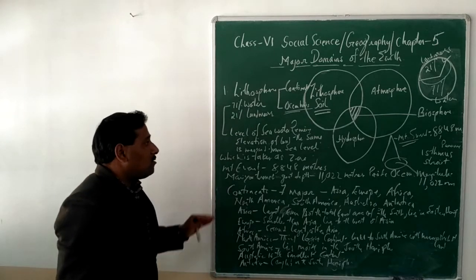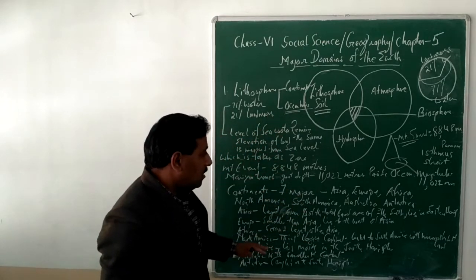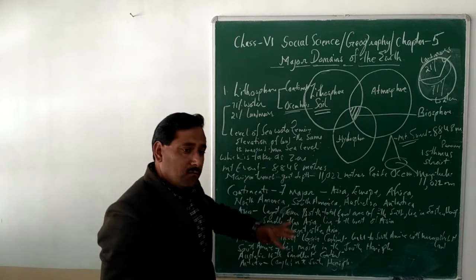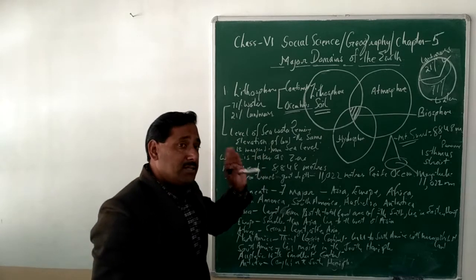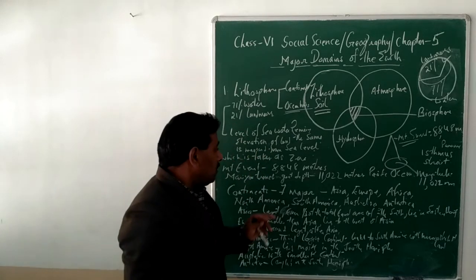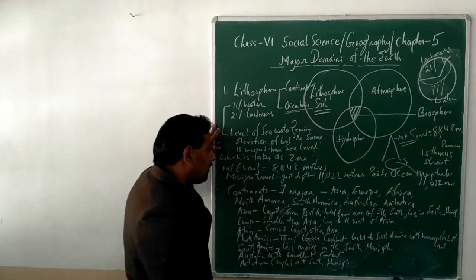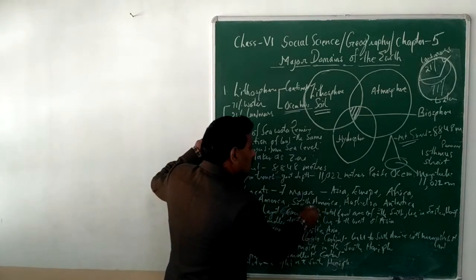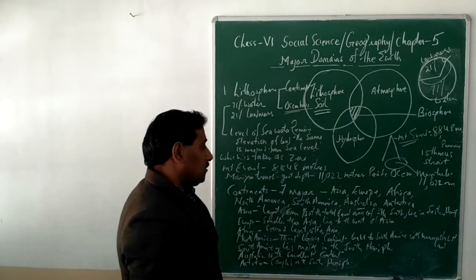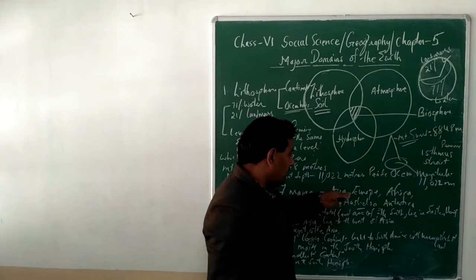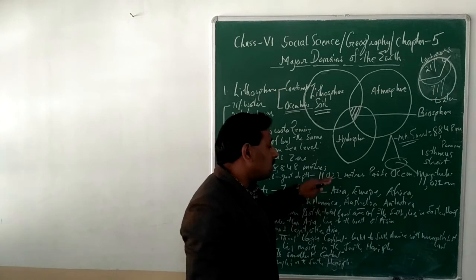Now let us discuss these continents. If you see the world map, we can divide the world into 7 major continents. The first one is Asia, then we have Europe, Africa, North America, South America, Australia, and Antarctica is the last one. One by one, we will try to discuss some of the characteristics of these different continents.